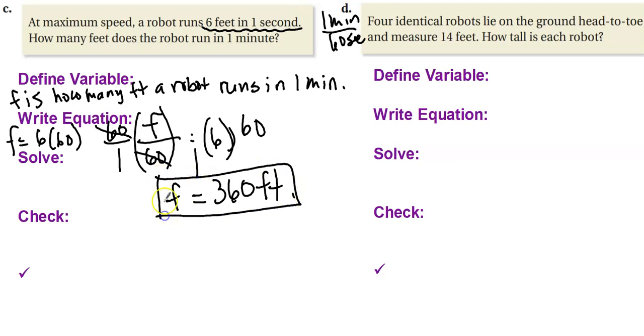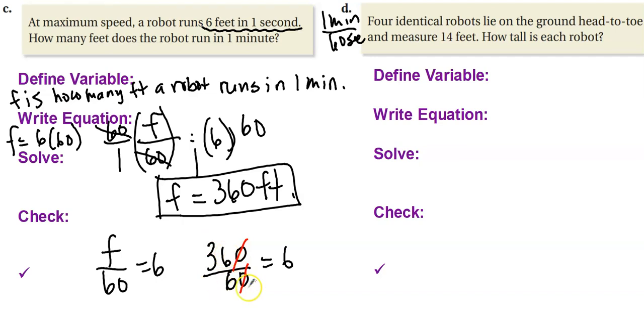Let's go ahead and check it using the equation that I came up with. F over 60 equals 6. Now I'm going to plug in the 360 divided by 60 equals 6. Now remember when I'm dividing, if I have a fraction and the numerator and denominator both end in 0, I can simplify by dividing out a 10, which means I'm just getting rid of the 0. If I divide this by 10, then this by 10. And now it's easier to see that it's 36 divided by 6, which is 6. So I write 6 equals 6, check.